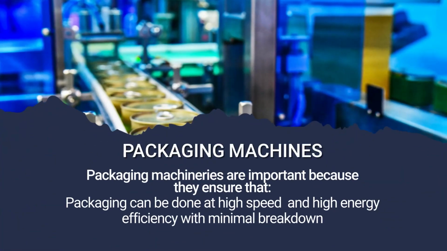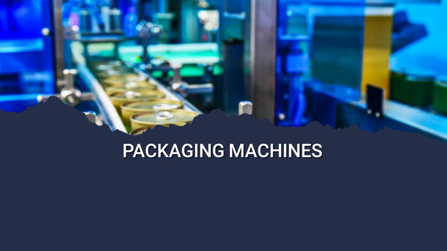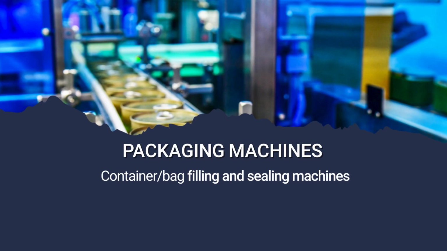You know, packaging machines are very important because they ensure that packaging can be done at high speed and high energy efficiency with minimal breakdown. So there will be less chance of waste of packaging materials, less chance of waste of the food materials. So we need the efficient packaging machines. Normally we need packaging machines for two different purposes. One is the filling of the product and the other one is the sealing of the package. So we need the container or bag filling and sealing machines.